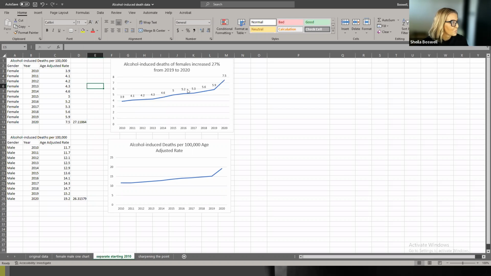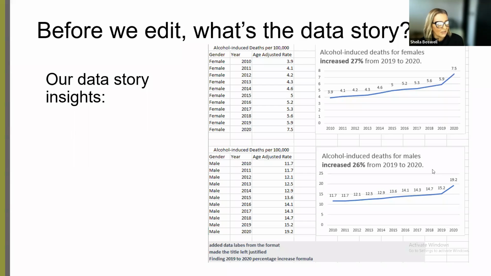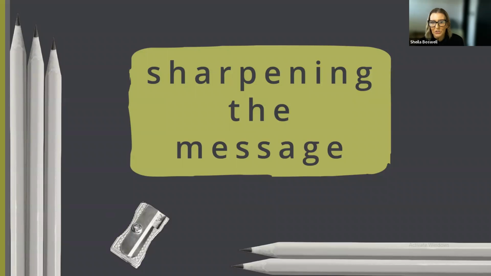Okay, so let's go back here. We've made our title a full sentence, and hopefully we will get some attention from our audience, and they will be wanting to take some action about this and make some changes. And so here it is with our data labels and our title. And now we are going to go in and we are going to sharpen our point. So that's step 4.